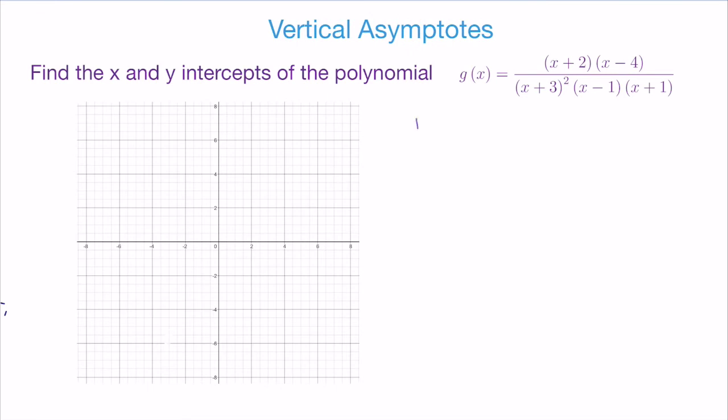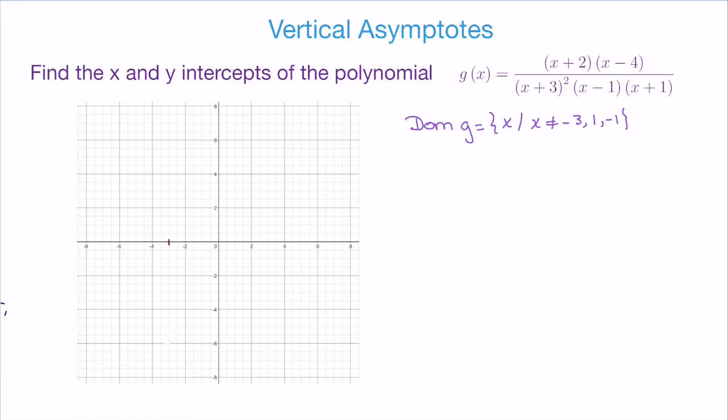Let's look first at the domain of G. The domain is closely related to vertical asymptotes. I'll explain later why I say closely and not equal. The domain of G is the set of all real numbers x such that x is not what? Negative 3 because it makes this piece 0. 1 we have to take out and negative 1 we have to take out. So we have 3 vertical asymptotes.